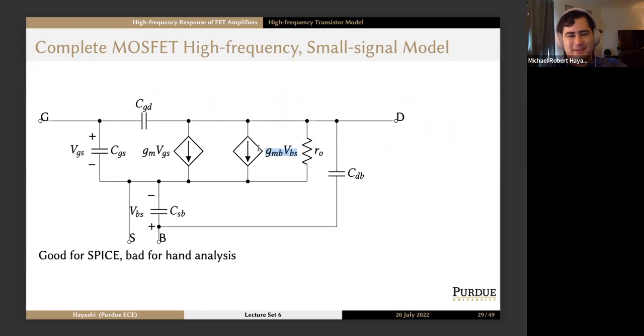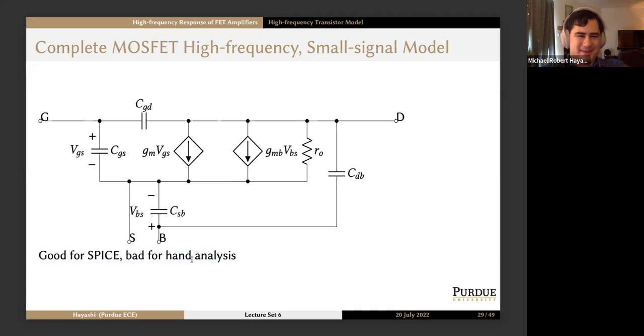However, to be complete, we need this so-called back gate of the MOSFET. It's called the back gate because it's like having a back door to your house. It's another way to get into interesting MOSFET behavior without having to rely on using a gate to source voltage. So this is good for SPICE, bad for hand analysis.